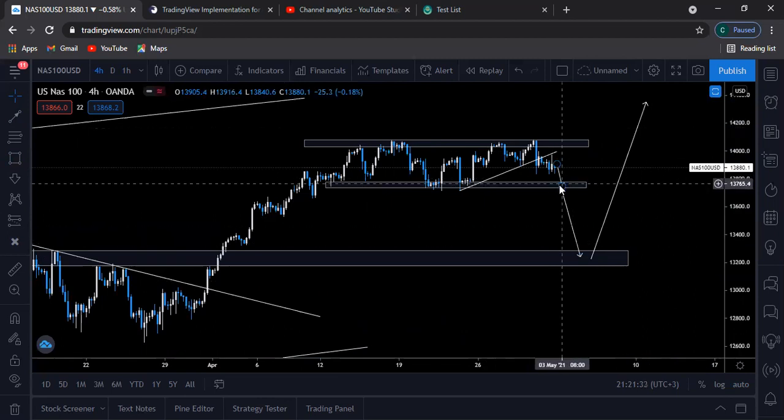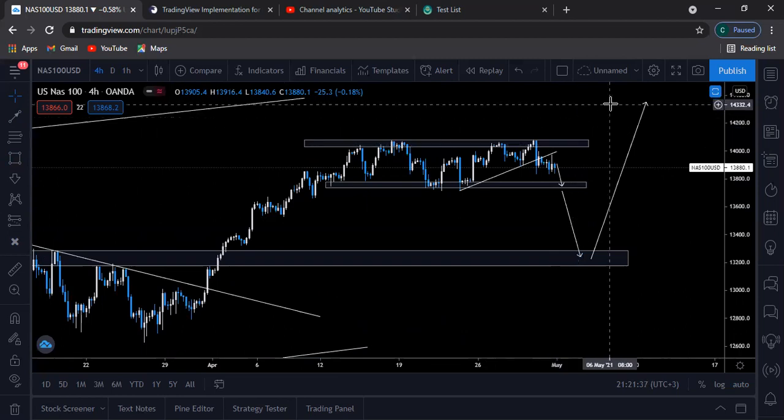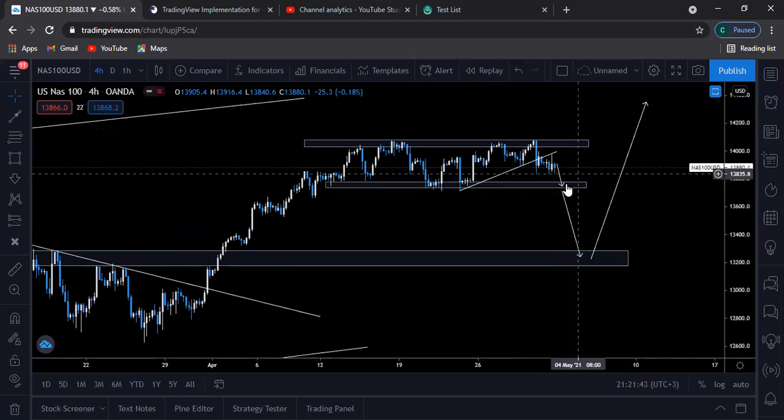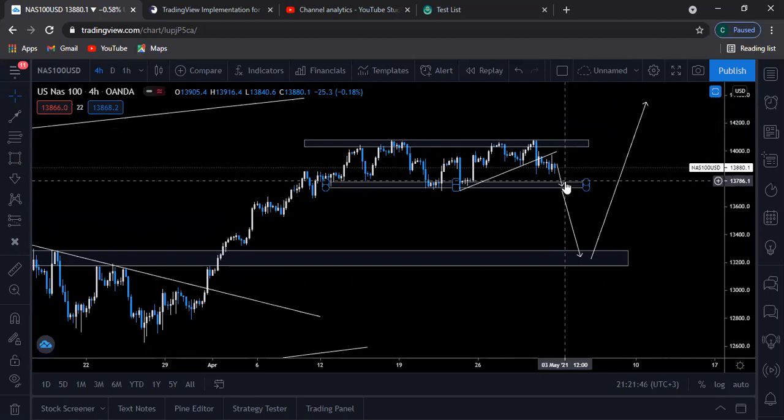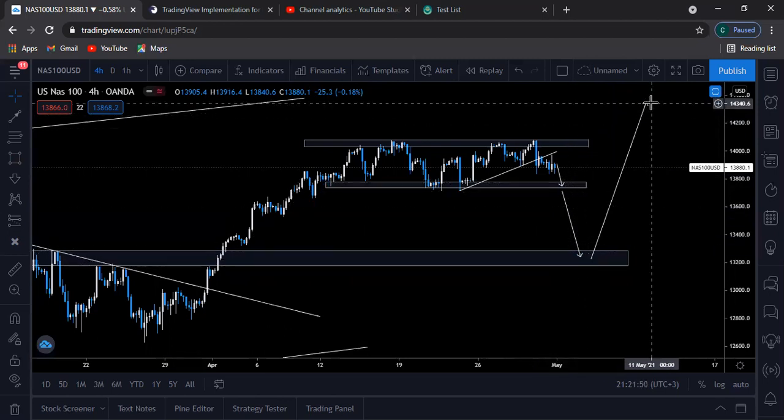But if prices don't break this zone here and bounce off, come back and break above here, I won't be surprised, because as you know, this is a bullish pair. So you should be bullish bias most of the time, not bearish bias. But if prices break here, then you can rest assured that prices will reach here before they take off. So that's all about Nasdaq.